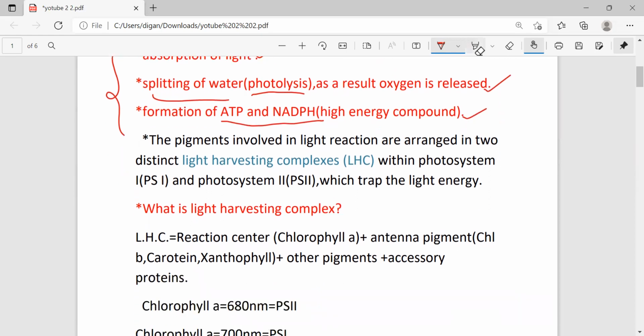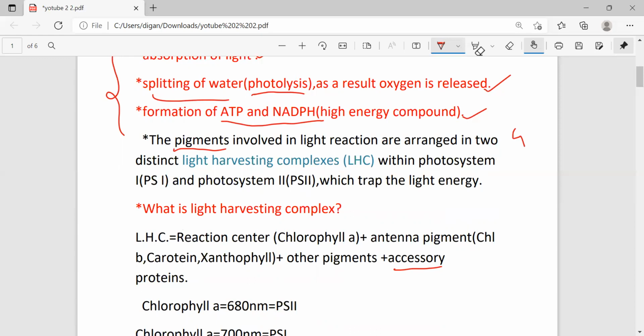Next point, what is the main compound for light reaction? We know that is pigment. And how many pigments are used? We know that there are four pigments used. What are the pigments? Chlorophyll A, chlorophyll B, carotene, and xanthophyll. These are the main four pigments. And beside these four pigments, some other accessory pigments plus some proteins are also required for the photosynthesis process.